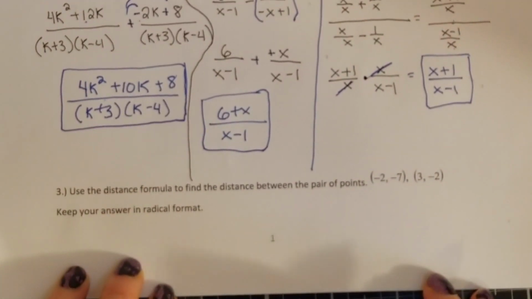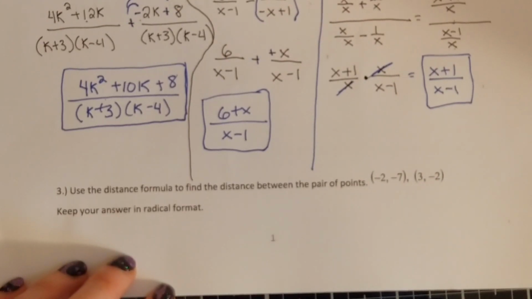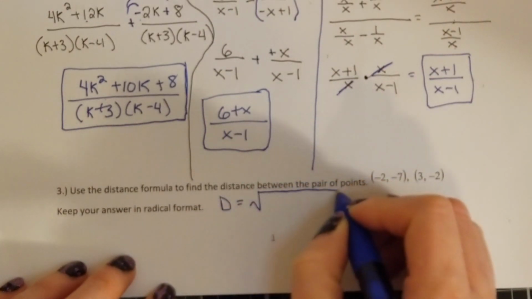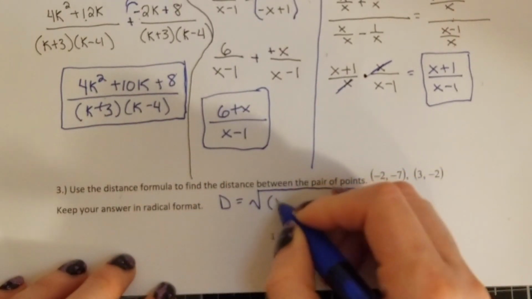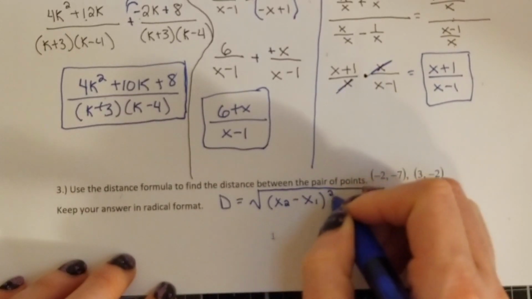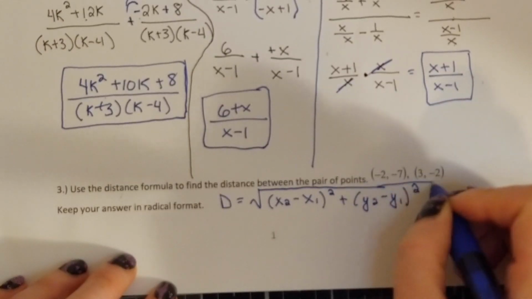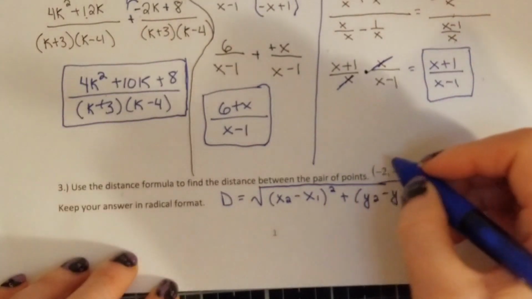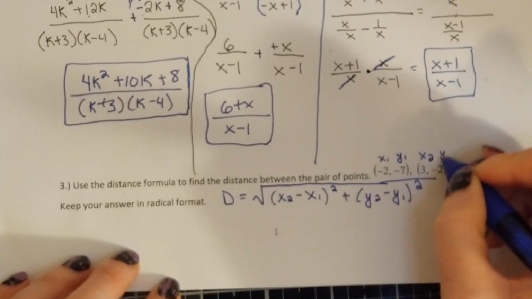Question number 3. Use the distance formula to find the distance between the two pairs of points. Keep your answer in radical format. Okay, so you will need to memorize the distance formula. I would go ahead and memorize the midpoint just in case she changes the word distance to midpoint. So x2 minus x1 squared plus y2 minus y1 squared. You're going to plug in your numbers. So I would probably make this one be x1, y1, x2, y2.